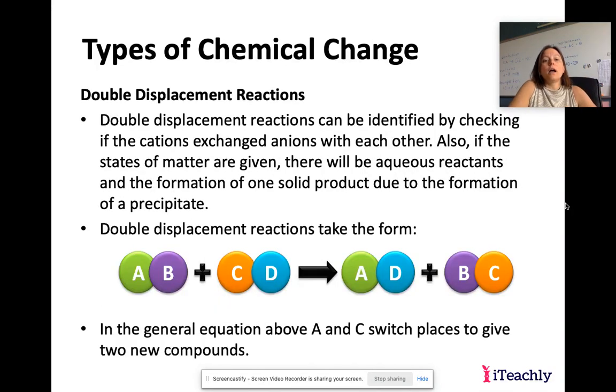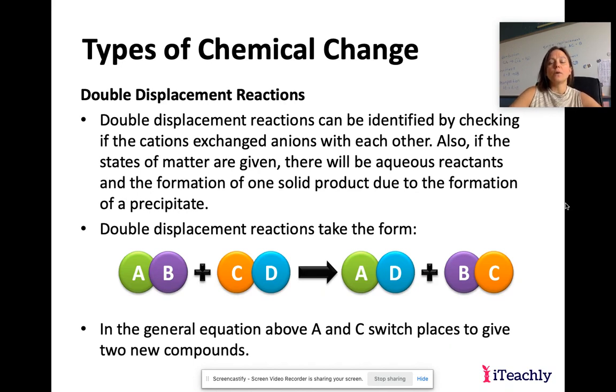So if we look again at that generic write-up, we have compound AB with compound CD, and notice the metals are the ones that are exchanging locations. So I'm not going to flip a metal and a non-metal. I'm flipping one metal and another metal to make 2 new compounds, flipping what metal is with the non-metal. So in general, we say A and C flip positions or switch positions.